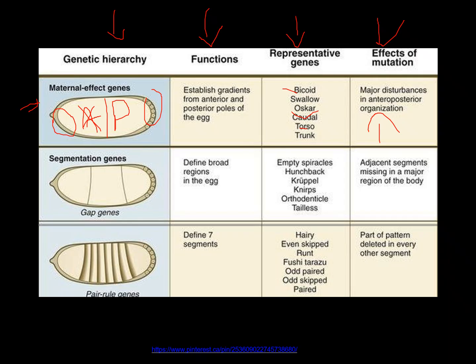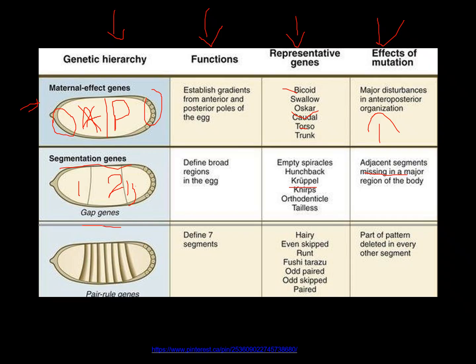Then we started talking about segmentation genes, and we started with the gap genes. So now we start dividing the body in more detail into different regions, into broad regions. And here are genes like hunchback, and we start finding how you form all the different regions. When you have a mutation, you are missing a big portion of the segments, like what we studied with cripple.